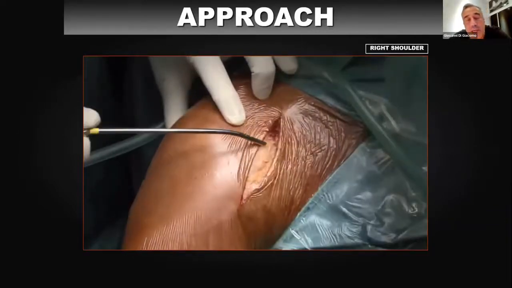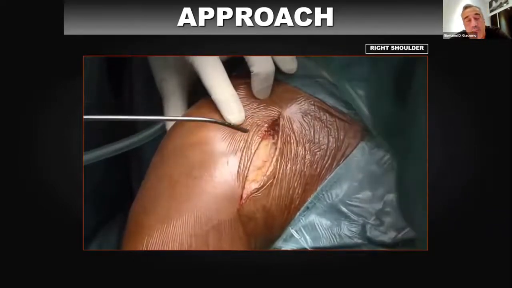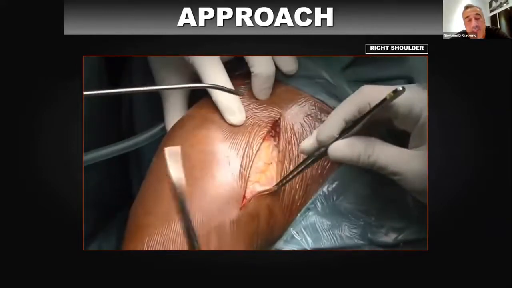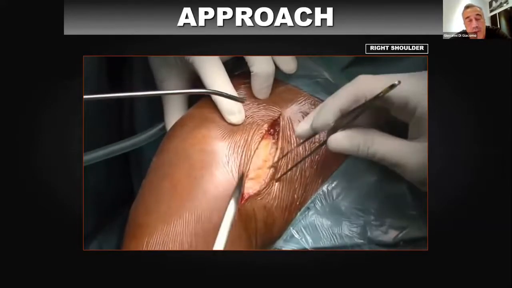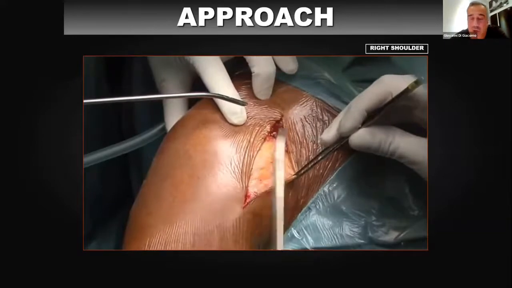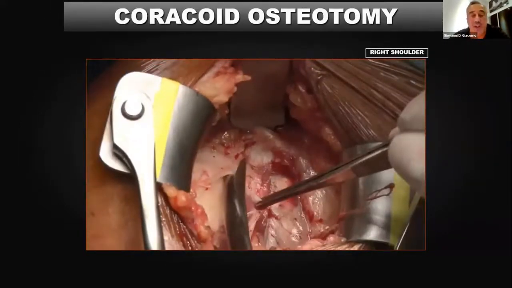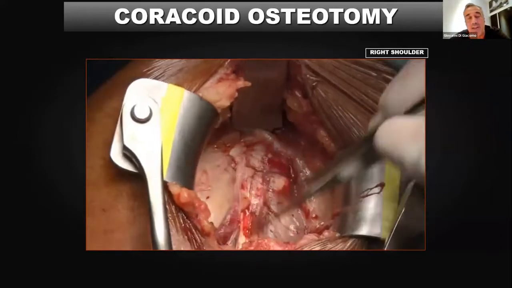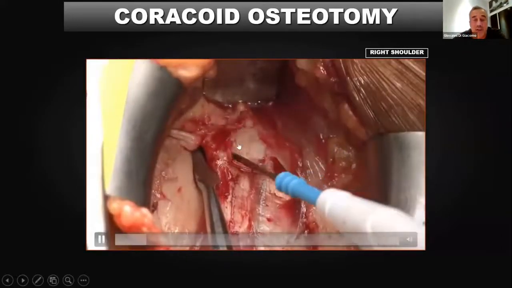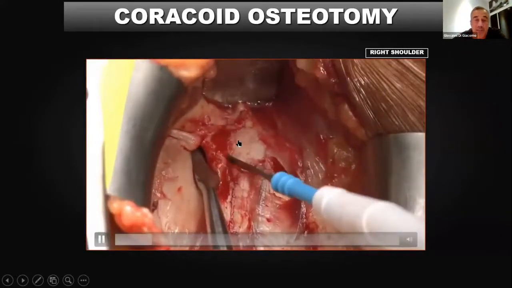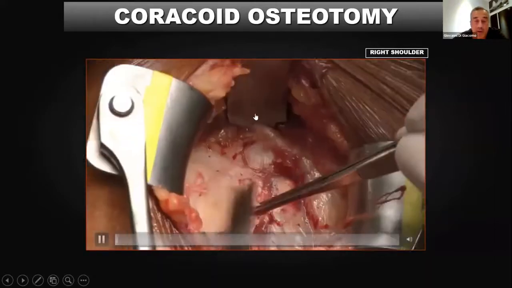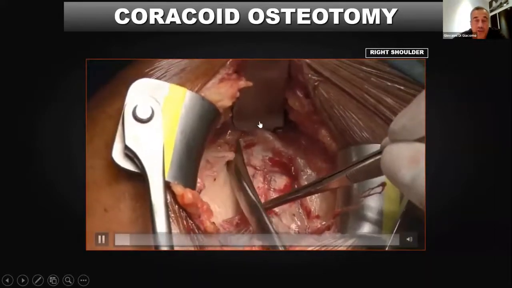This is the right shoulder. I did a bigger access just from a didactic point of view. Of course, it's the classic anterior approach between the pectoralis major and the deltoid. I call this the retractor surgery. Keep in mind this is the right shoulder. You can see this is the coracoid. This is the pectoralis minor. This is the key point retractor for the coracoid osteotomy.